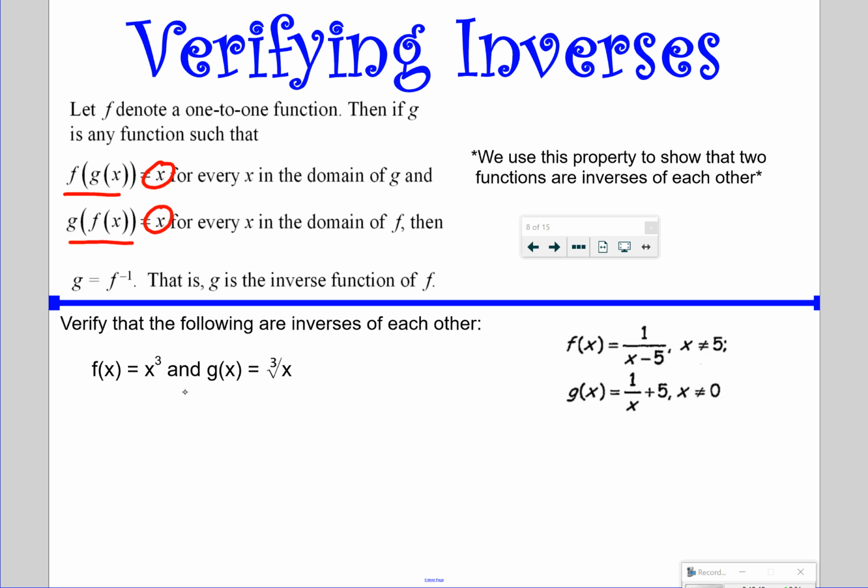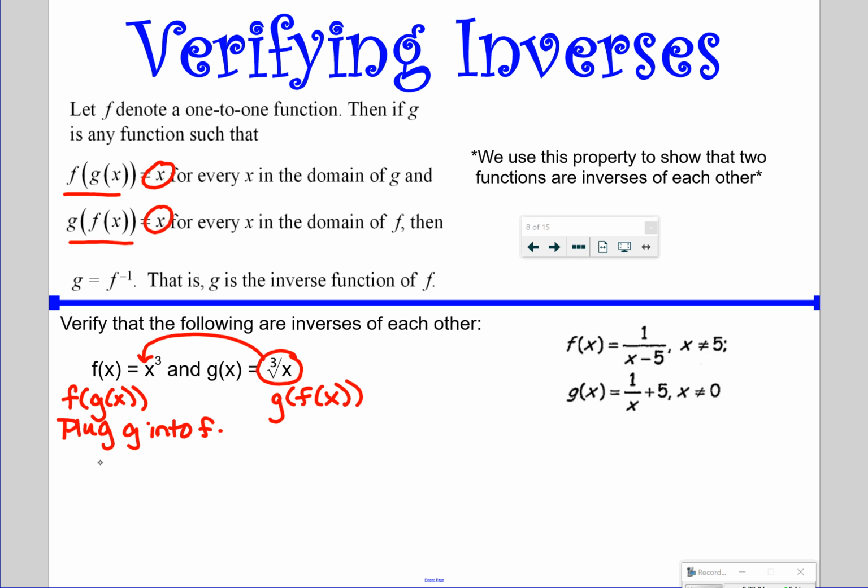We've got two functions here down at the bottom, and we want to determine if they're inverses. So we're going to do composition both ways. And it doesn't matter which one you start with. Okay. So f of g of x means plug g into f. So function g is getting plugged into function f. So that means we're taking the x out and we're putting cube root of x in its place. Now we know a cube root and a cubed cancel each other out. So we are just left with x.